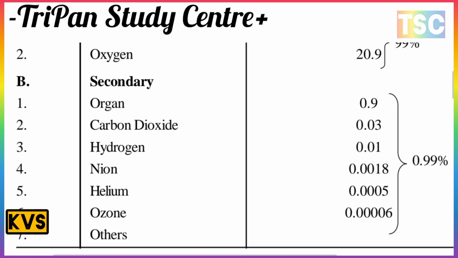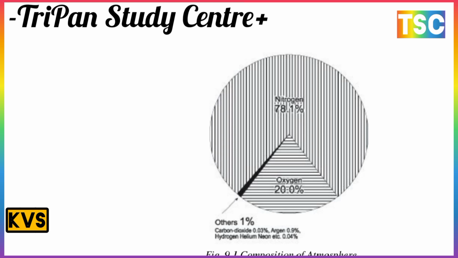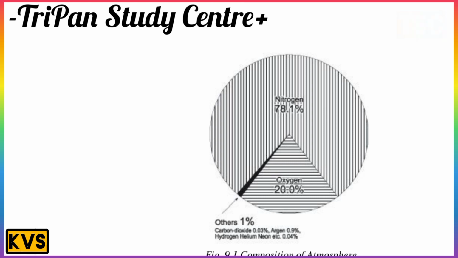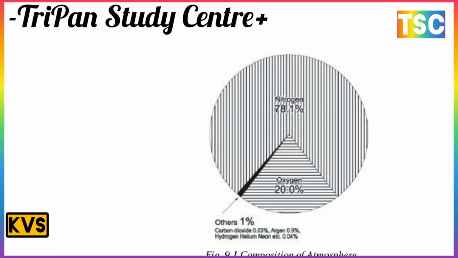Together these are 0.99%, which means less than 1%. If you want to understand the composition of the atmosphere, there is a pie chart shown on the screen. In the pie chart, nitrogen is 78.1% and oxygen is about 20%, and all the other gases together are less than 1%.